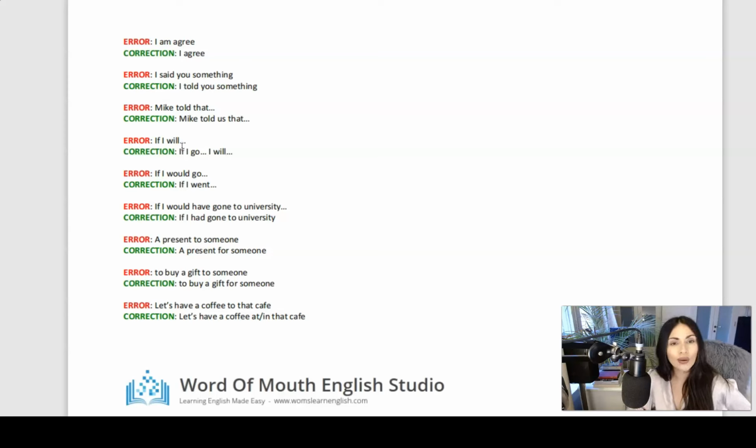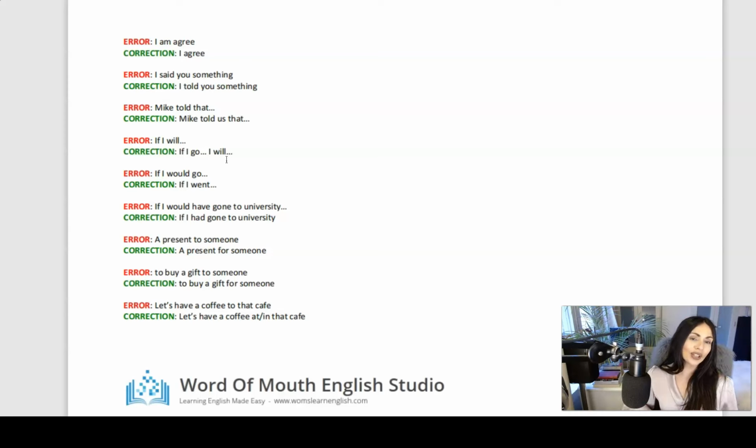If I will go, comma, is not correct. But if I go, comma, I will tell you is correct. As you can see, will goes in the following clause, not in the if clause.